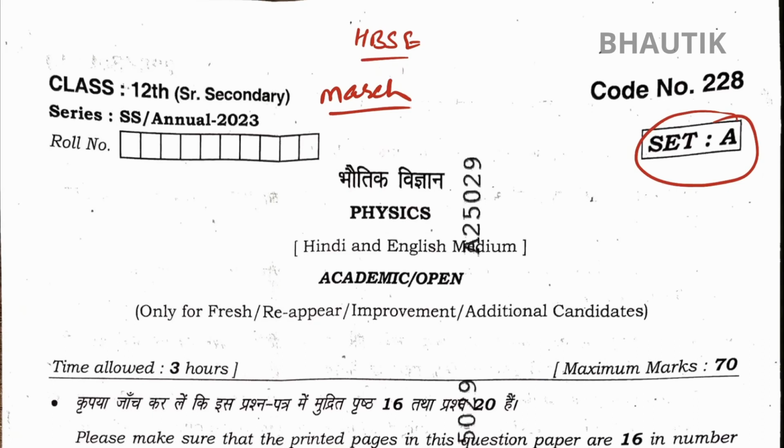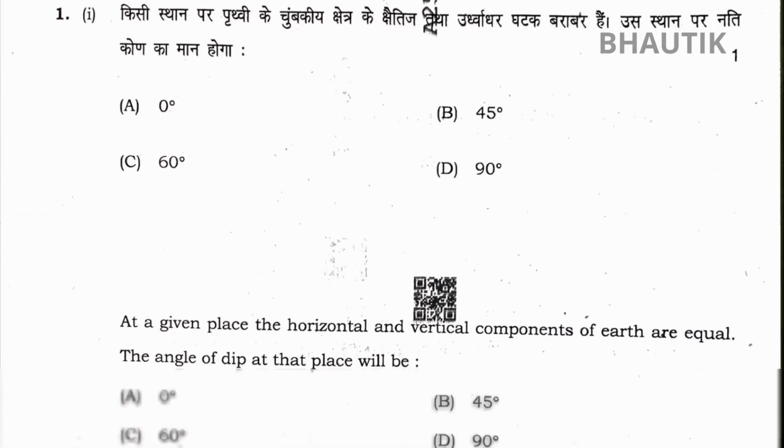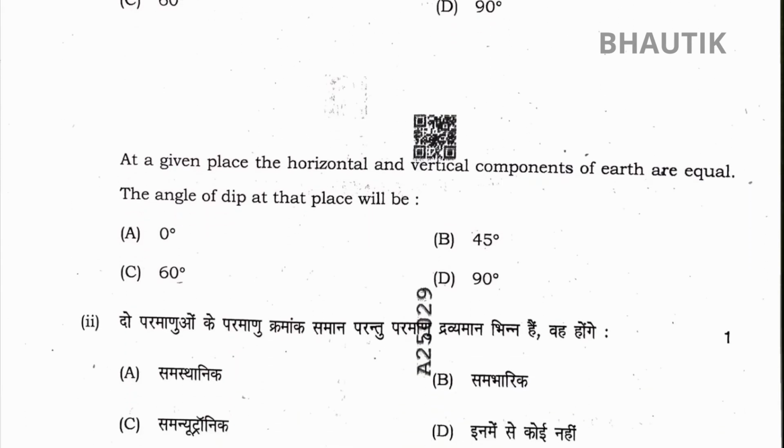So in this video, we are just going to solve set A 1 mark questions from the March 2023 exam. So here the first question from this exam, let's move towards the first question. The first question is: at a given place the horizontal and vertical components of Earth's magnetic field are equal, the angle of dip at that place will be. When they are equal, the angle of dip will be 45 degrees. So B is the right answer for this.